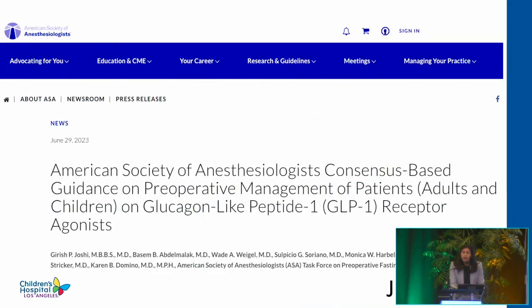So in June of 2023, the American Society of Anesthesiologists published consensus-based guidelines on how to manage these in the perioperative setting, given the concern for delayed gastric emptying. And what they say is essentially if you're on the daily preparation of the medication, to hold it the day of surgery, and if you're on the weekly preparation, to hold it a week prior to surgery.